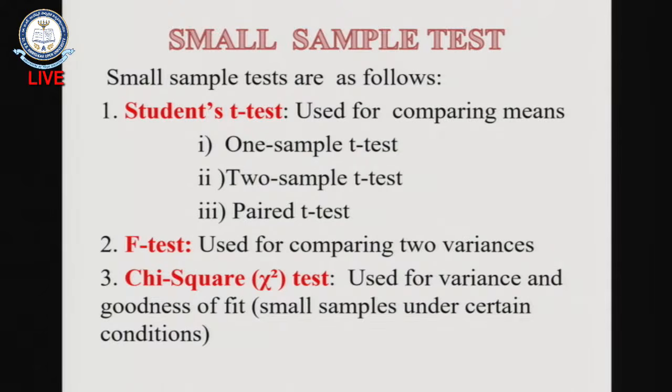Here again, the t-test can be applied in three ways. Comparison of a single mean is called a one sample t-test. If you want to compare two sample data, X series and Y series, we can apply the two sample t-test. Then the paired t-test: before and after data, the same family of data, we consider the differences. So one sample t-test, two sample t-test, and paired t-test.